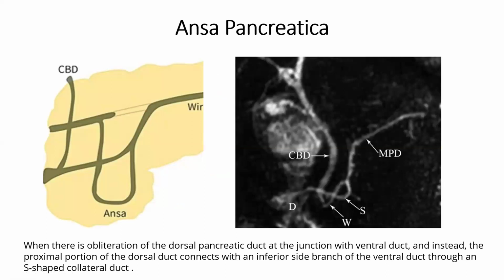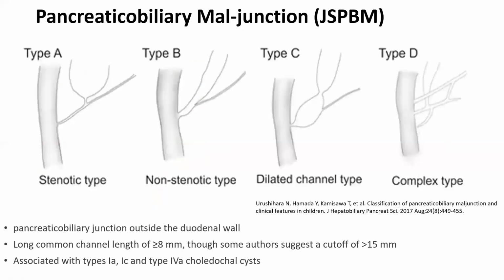Then ansa pancreatica, as I described already, you have a small atrophic portion of the dorsal duct where it joins the ventral duct. And this part, the dorsal duct, is generally joined to the ventral duct through one of its side branches through a reverse S-shaped loop. So this is the appearance, and you can see the S-shaped loop which is joining the dorsal duct. So ansa pancreatica, loop configuration of the pancreatic ducts, can sometimes be causes of pancreatitis. That's why it's important to report them.